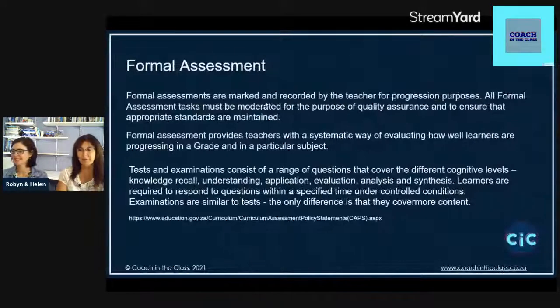Let's just move on to what the Department of Education says, that formal assessments are marked by the teachers and then recorded for progression purposes. Yeah, so if you fail, you're defective and you must stay back. And schooling is all about progression purposes. Yes. Do you move on or not? And then the next thing it says it must be all moderated for the purpose of quality insurance. I mean, I feel like you're on a production line and you get that little sticker to say it's been quality checked.